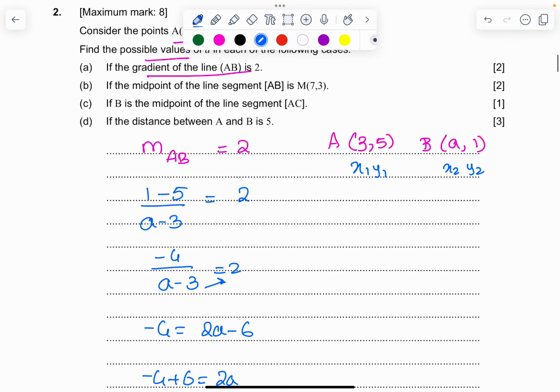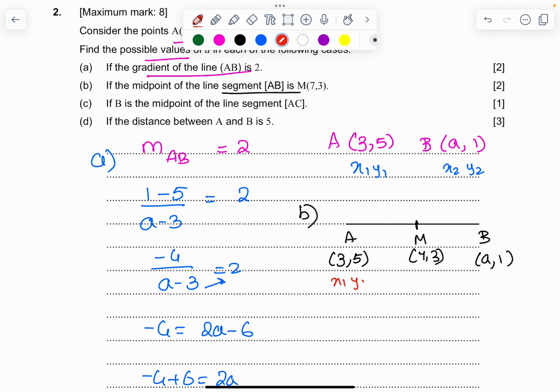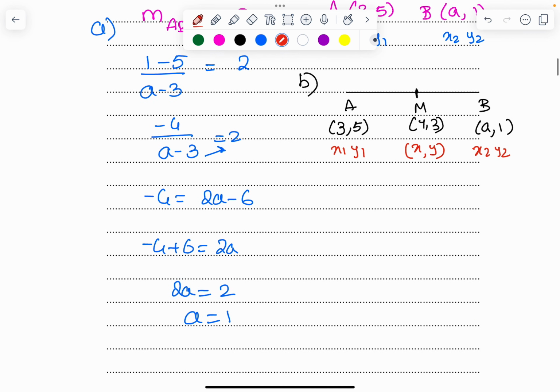This is part A. Now coming to part B. The midpoint of AB is (7, 3). So A, B, the midpoint is (7, 3). So this is (3, 5) and this is (a, 1). So this becomes x1, y1, this becomes x2, y2 and this is x, y. So what am I going to do?